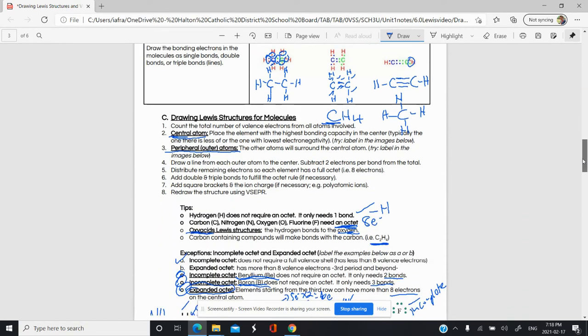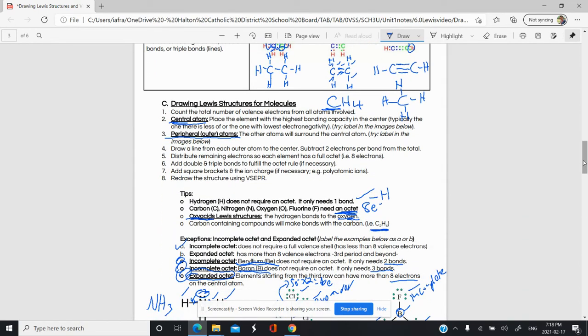So if we go to our steps, we essentially did everything right. We found the central atom, found the number of total valence electrons, put our central atom down, connected to peripheral atoms by single bonds, and subtracted the 2 electrons per bond.